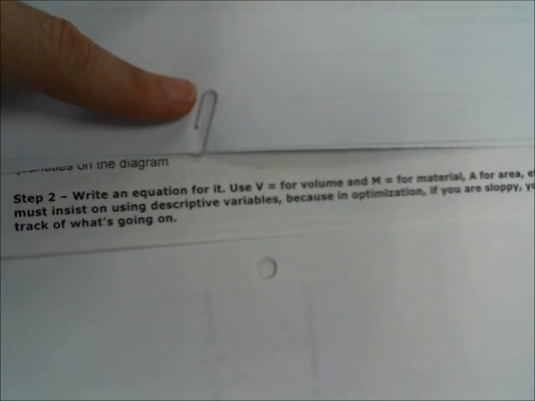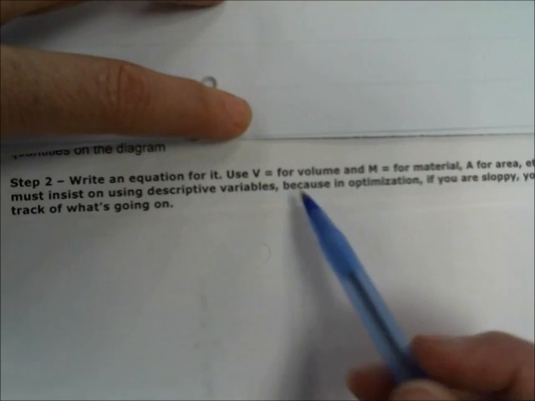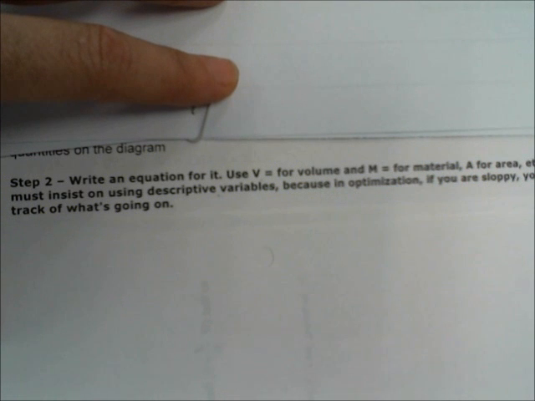After you get done drawing the diagram and figuring out what it is that you're trying to maximize or minimize, then you need to go into the algebra part of it and write an equation. If you're trying to maximize volume, use V for volume, or M for material, A for area, whatever it is, just use a meaningful variable. Use descriptive variables, because if you are sloppy in an optimization problem, you kind of lose track of what's going on as you go through the problem. So you always have to keep in mind, what is it that I'm trying to maximize or minimize?